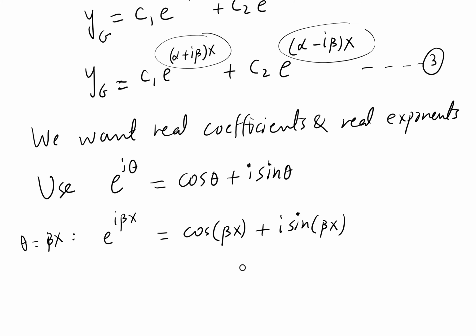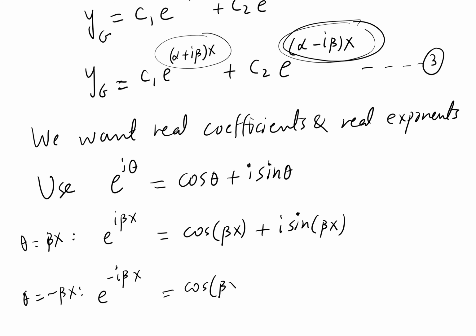Then we do the same thing for the other one. If you remember, there's a negative i beta x, so negative beta x for theta. e to the negative i beta x equals cosine beta x. If you put negative beta x, sine of negative alpha is negative sine alpha, so it's minus i sine beta x.